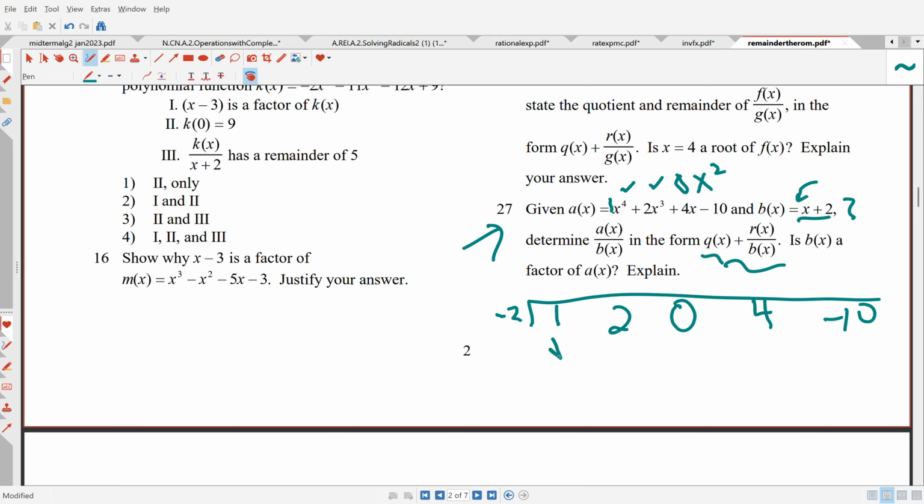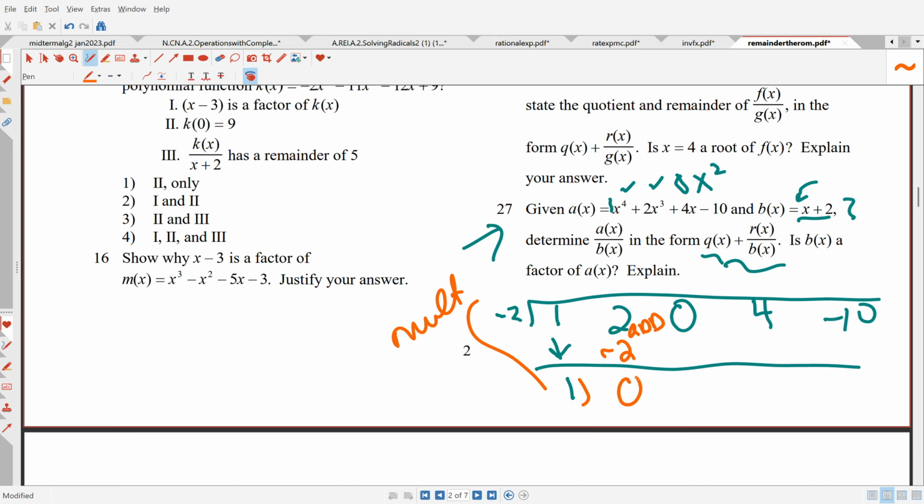Now, you bring down the first number, and then you multiply. So bring that, what's negative 2 times 1? 2. And then you add over here. So 2 minus 2 is 0. Then you multiply negative 2 times 0, and you get 0, and then you add. Then you multiply negative 2 times 0, and you get 0, and then you add. Then that you get 5, 8, and then you add, and negative 10.